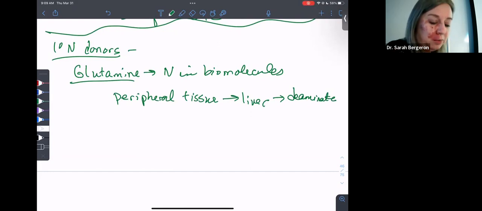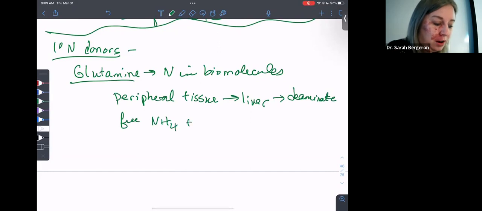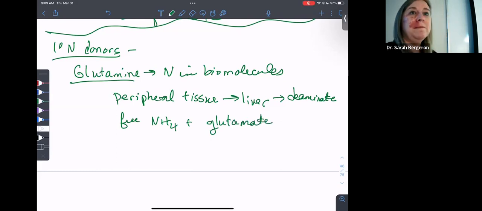And what do we get? We get free NH4 and what? Glutamate. Right? Remember, glutamate has only one nitrogen, glutamine has two. So if we release one of the nitrogens from glutamine, we make glutamate.